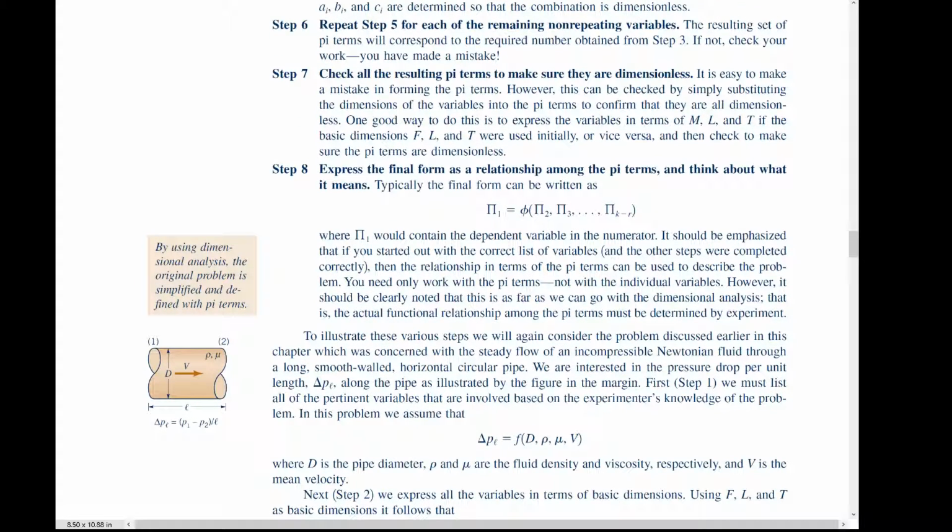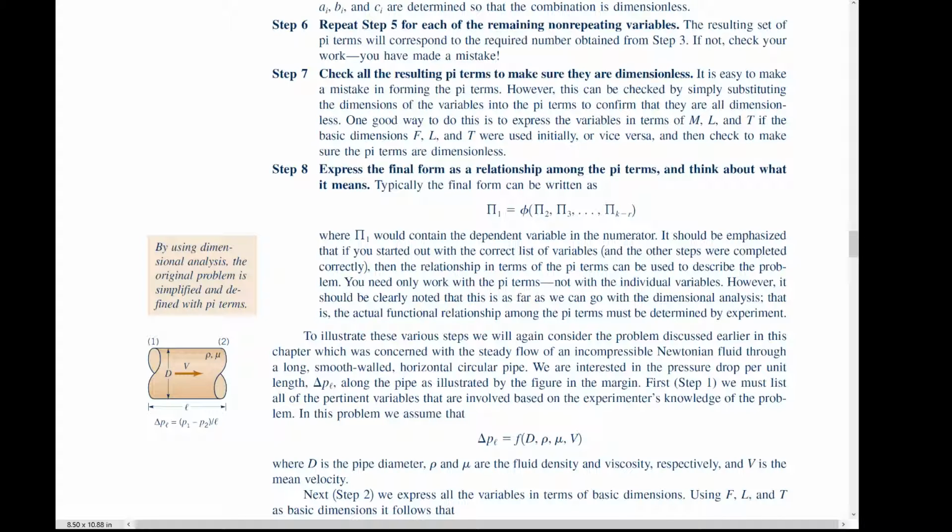Step 8. Express the final form as a relationship among the pi terms. Oh, nice. All right. See, it doesn't go on forever. Express the final form as a relationship among the pi terms and think about what it means. Typically, the final form can be written as pi 1 equals phi of pi 2, pi 3, and all the other pi's, where pi 1 would contain the dependent variable in the numerator.